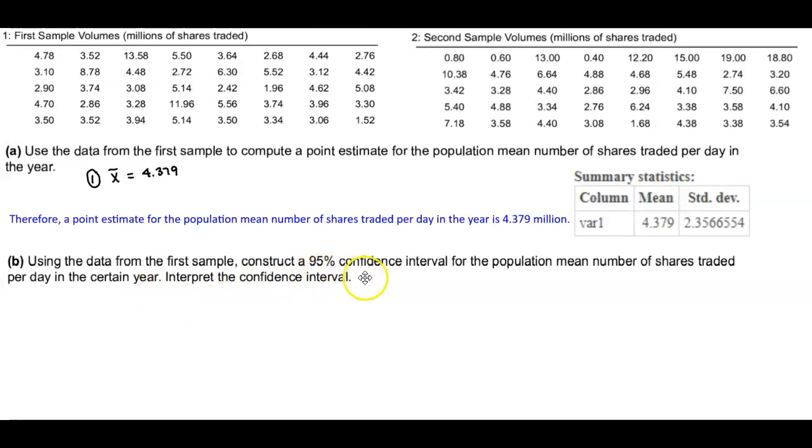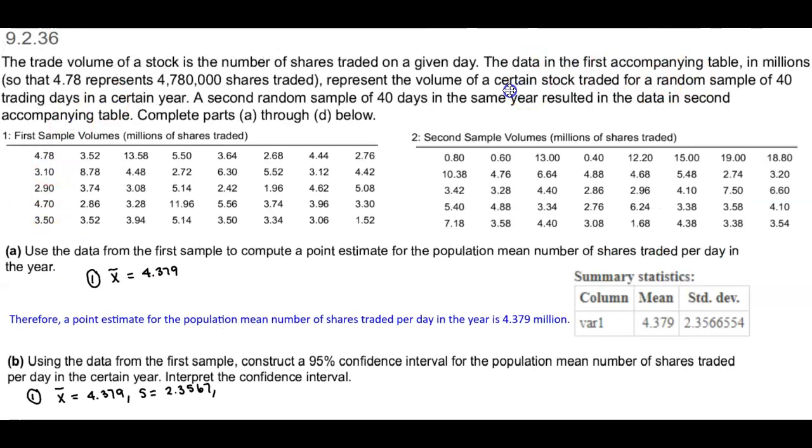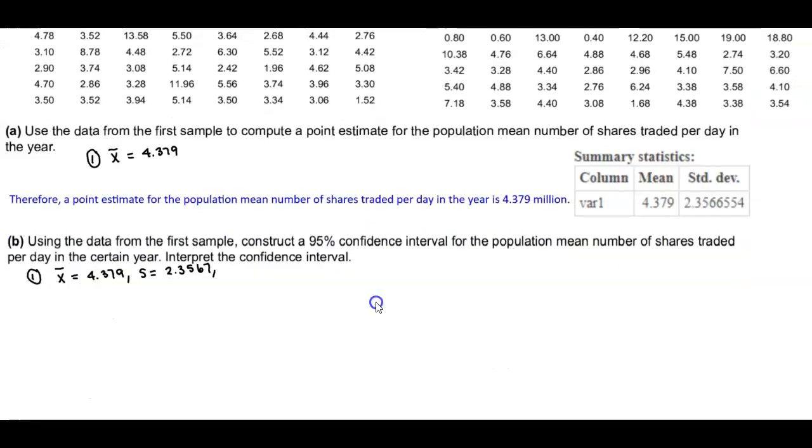Okay, now in part B, what they want us to do is use the data from this first sample to construct a 95% confidence interval for the population mean number of shares traded per day in this certain year, and then interpret the confidence interval. So let's write down the given information that we know. The sample mean is equal to 4.379. We also know the sample standard deviation because we brought that in here. Let's round that to 4 decimal places, and that's 2.3567. The sample size is 40 days, so n is equal to 40.